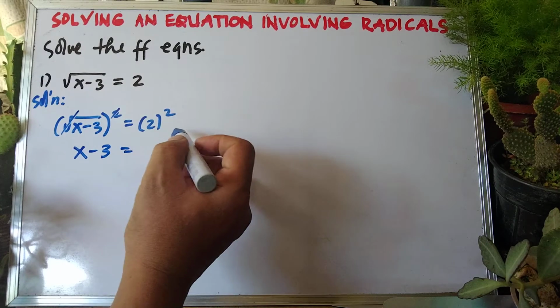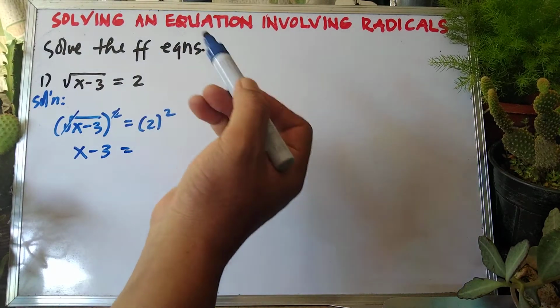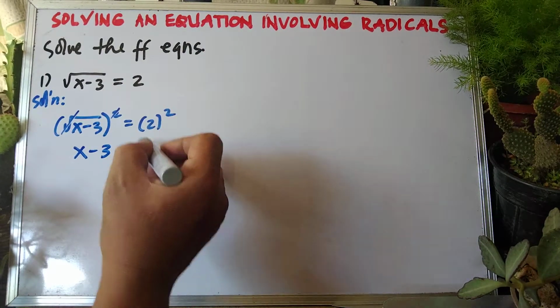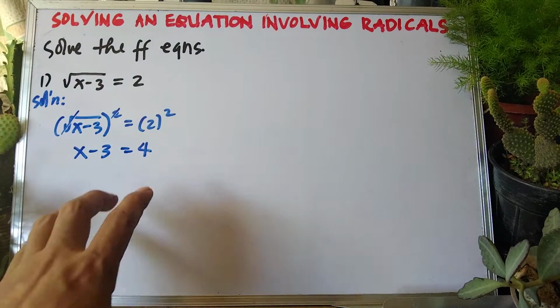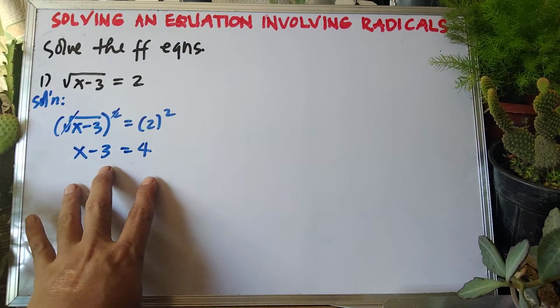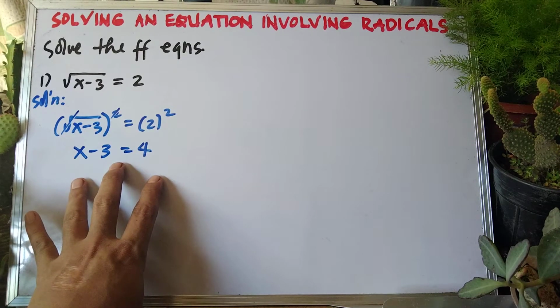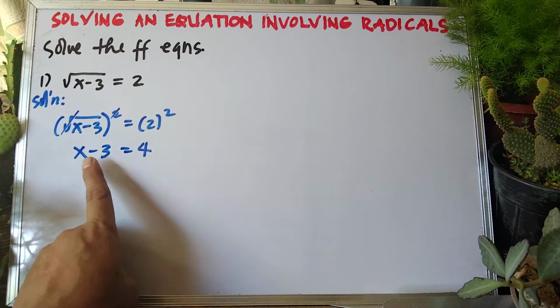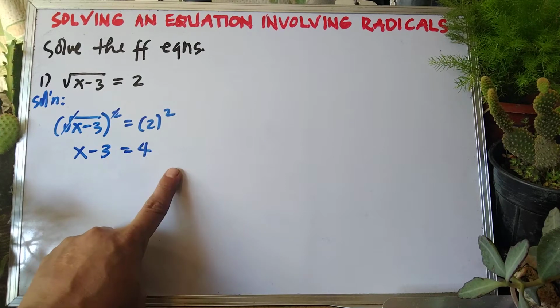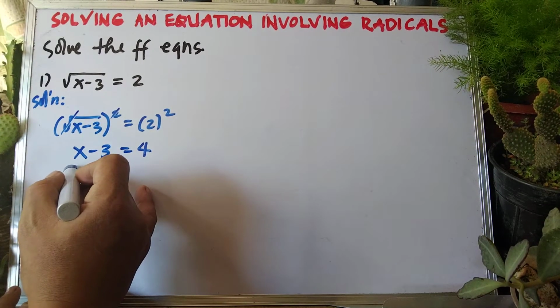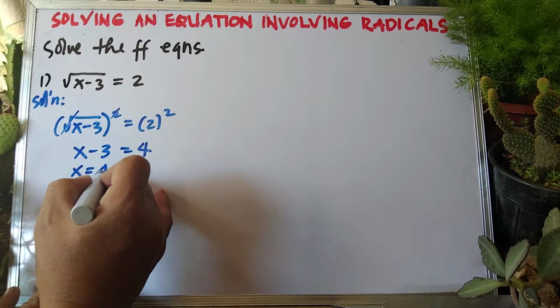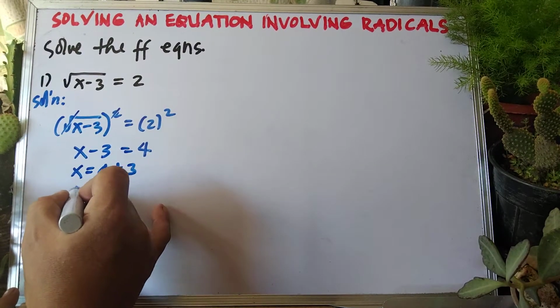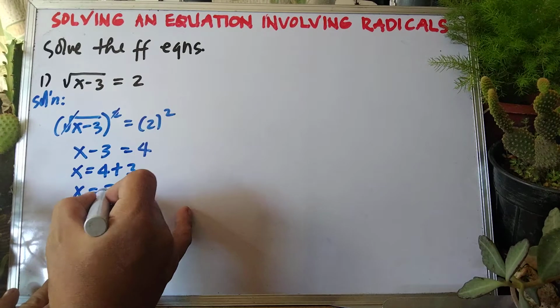So is equal to, what is 2 squared? So 2 times 2, you have 4. Right? Now, as you can see, napakasimple na nito. We can now directly solve for x by just transposing negative 3 to the right side. Meaning, ililipat natin si negative 3 to the right side of the equation. So, dito, you have x is equal to 4 plus 3. So, x is equal to 7.